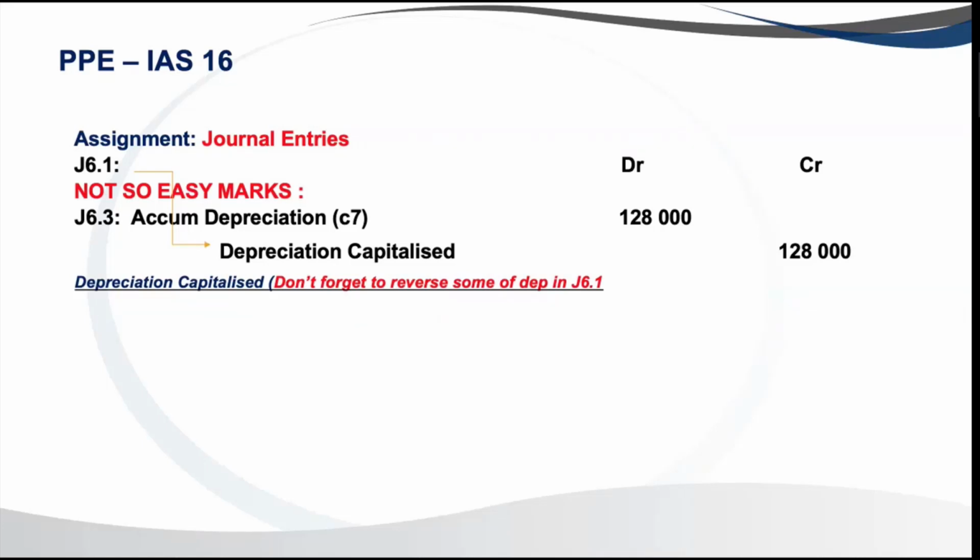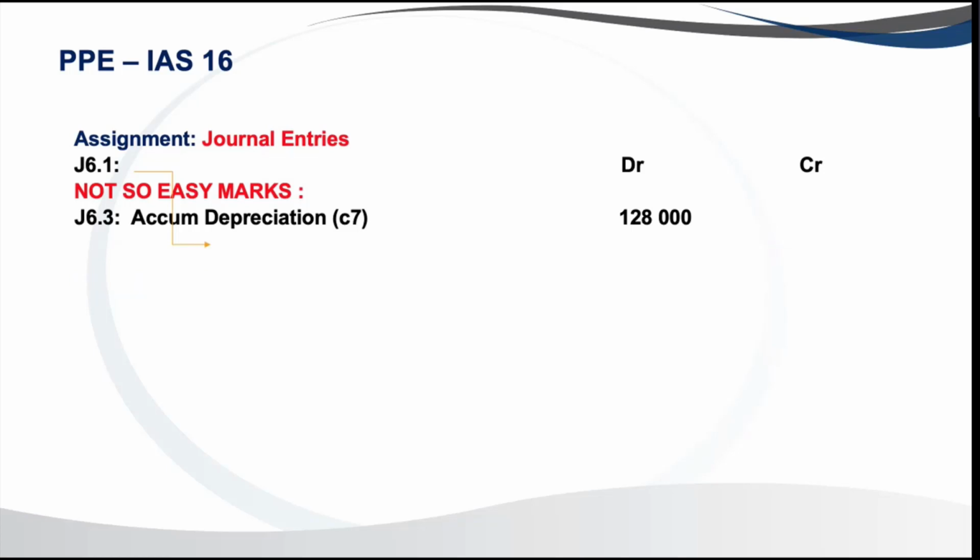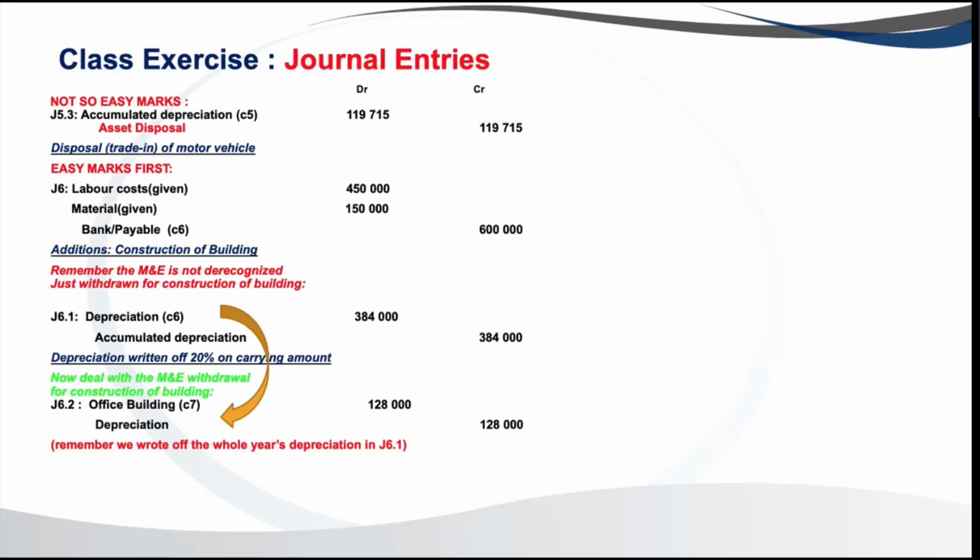This 128 is coming from the machinery. It's got nothing to do with the office building. So you're going to have two separate depreciations. One is relating to the machinery and equipment. Hence, we are trying to adjust it with 6.3 and 6.2. We said debit depreciation, be careful, it's for machinery, not the office building. So we are not doing that.